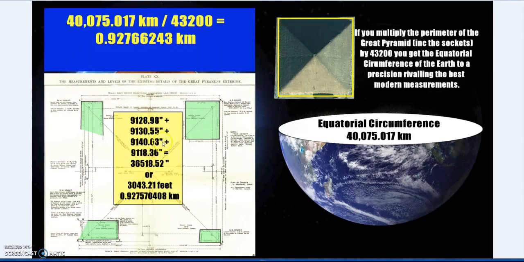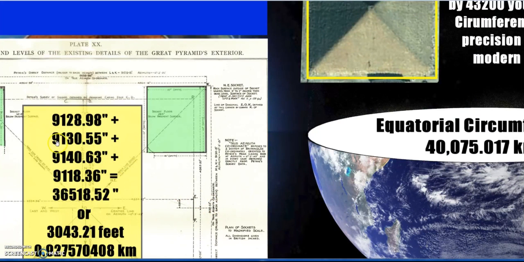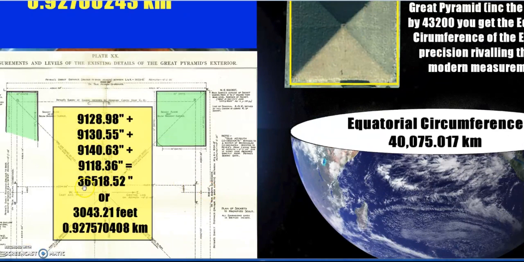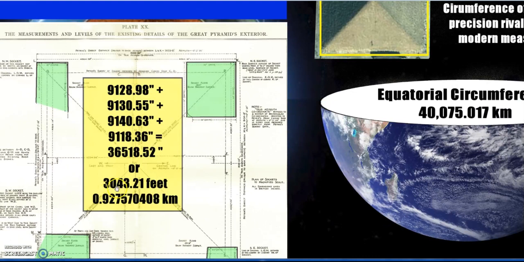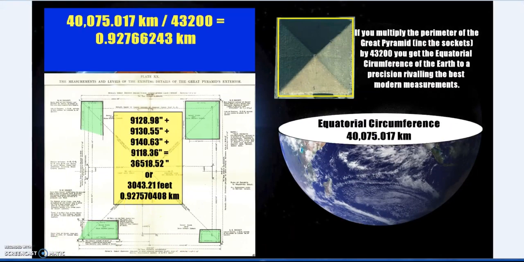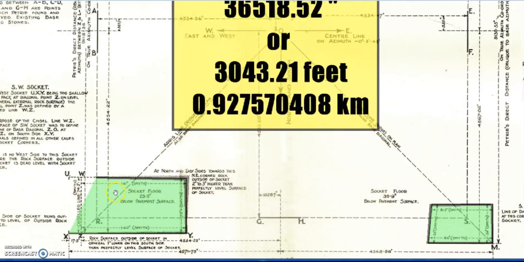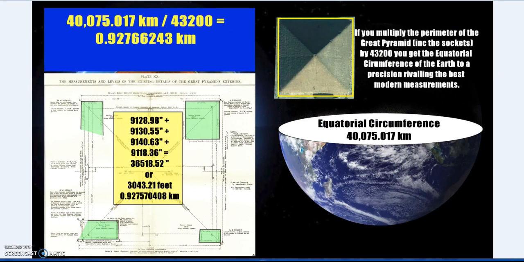So if you look at the socket plans, you can get the measurements from there. We add them all together: 9,130.55 inches. This was all done in inches. If you add them all together, we get 36,518.52 inches. 36 is a very nice connection to 365, but that turns out to be 3,043.21 feet, or 0.9275, etc. kilometers. That's the perimeter of the pyramid, including the sockets. Now, especially the southwest one, there's an issue there, but we'll come back to this later.